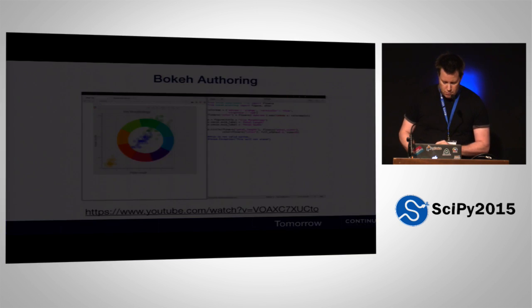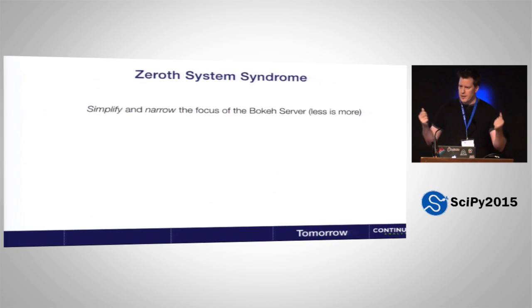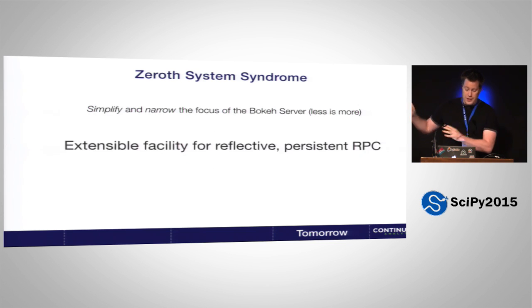Okay, what else? Another thing I want to mention is we are going to be revamping the server a bit. We had a lot of big ideas for the server, but we want to focus it a little bit. The main thing is we want to narrow it down and get it to its core competency, which is basically this, in one sentence: it's an extensible facility for reflective persistent RPC.